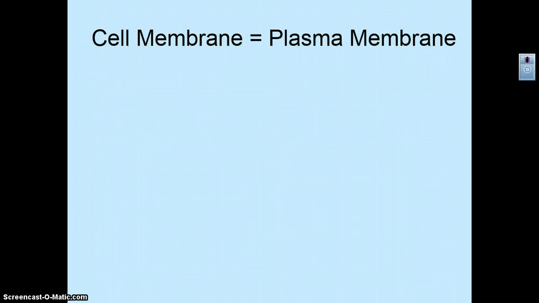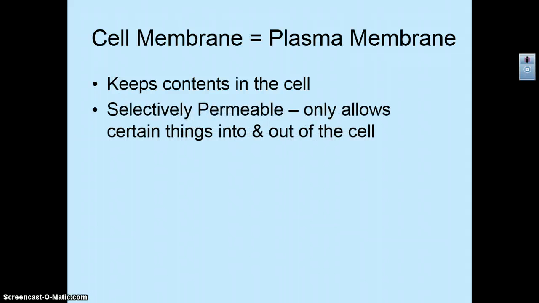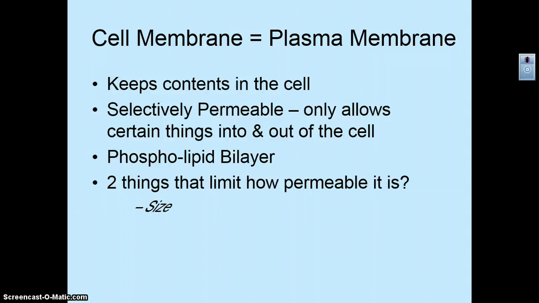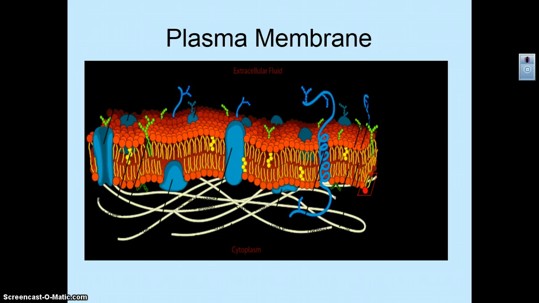The cell membrane and the plasma membrane are one and the same, and the whole purpose is to keep the cell contained. It's selectively permeable, which means that size is going to limit, and not only size but also the polarity of a molecule limits what can go into and out of the cell. It's made of a phospholipid bilayer, and the two things, like I said, that limit how permeable it is are going to be mainly the size and the shape.